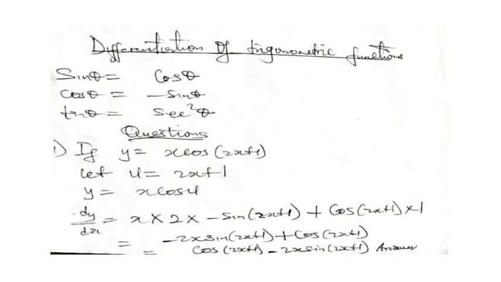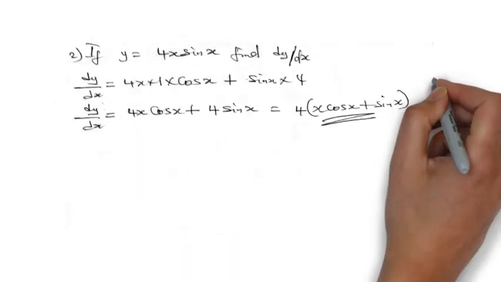Question. If y is equal to x cos(2x plus 1), find dy over dx. Solution. Let u equal 2x plus 1. dy over dx becomes x times 2 times minus sine(2x plus 1) plus cos u times 1. When we simplify, our answer becomes cos(2x plus 1) minus 2x sine(2x plus 1).